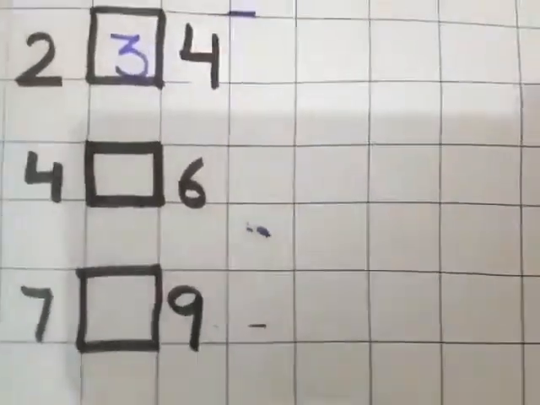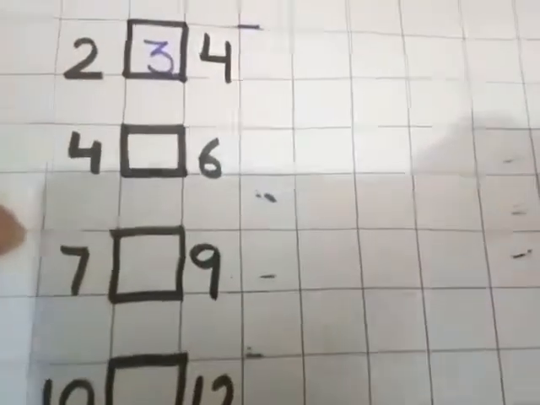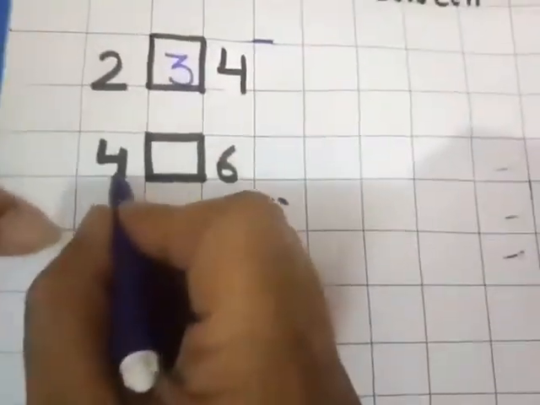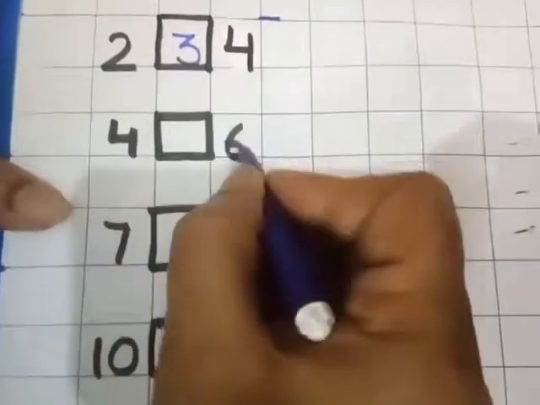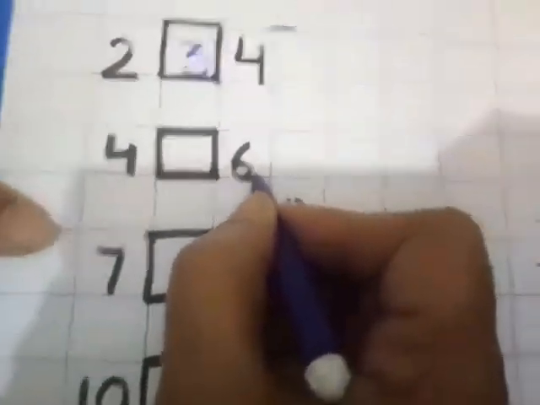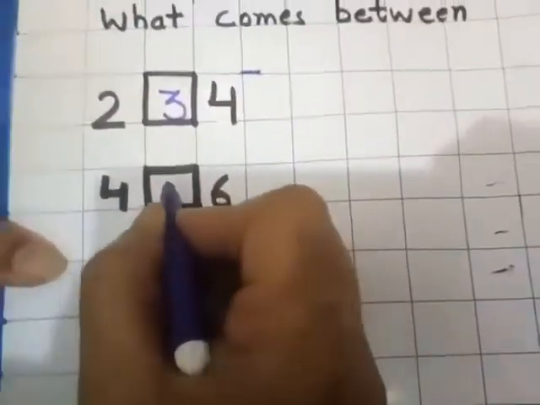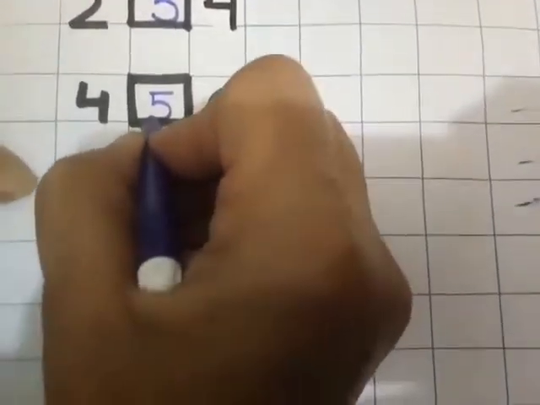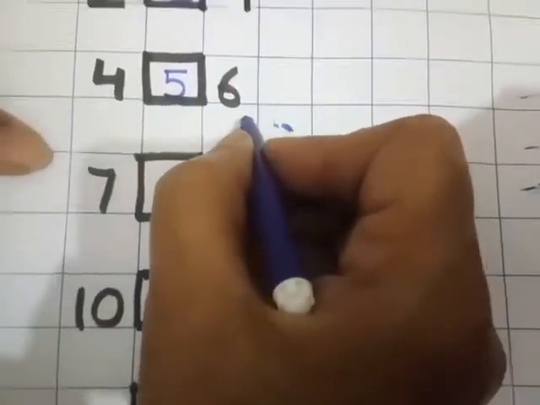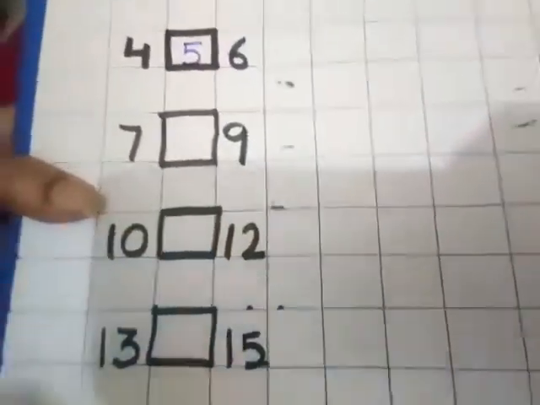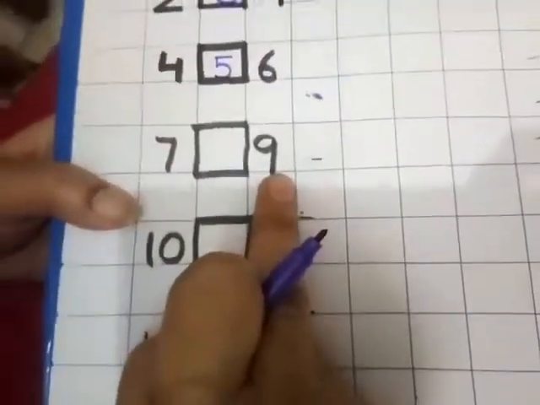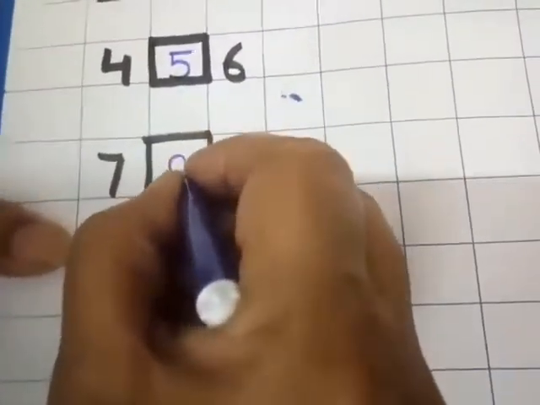We will look at the forward counting. We will do it with the help of forward counting. Okay. 4 and 6. Speak out with me. 4. Yes. 5 and 6. Now the next is 7 and 9. Can you tell me which number comes in between these two numbers? Yes, you are right. Number 8.